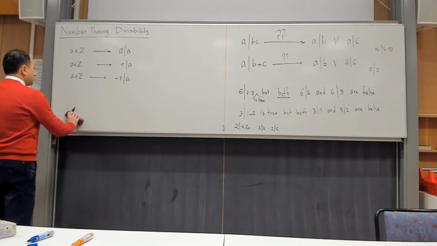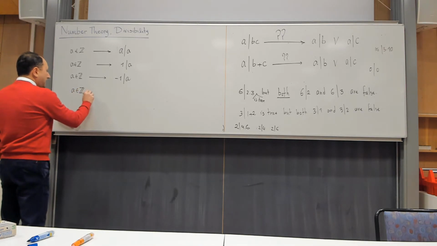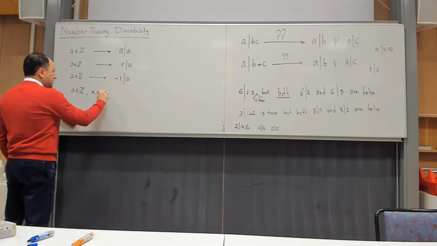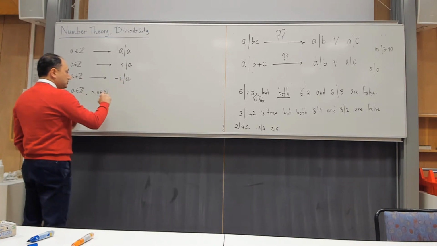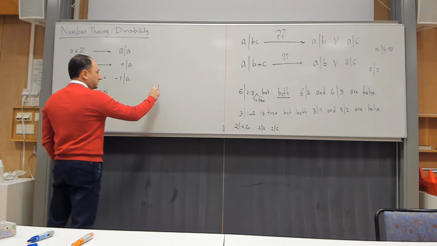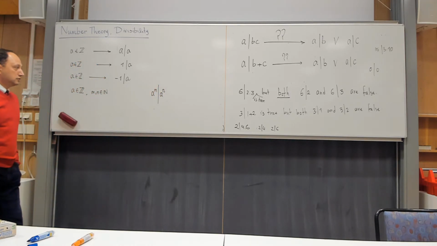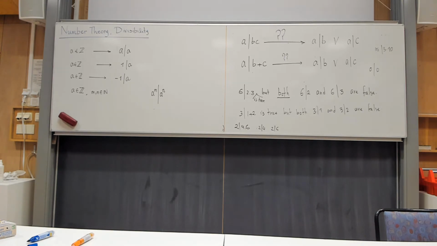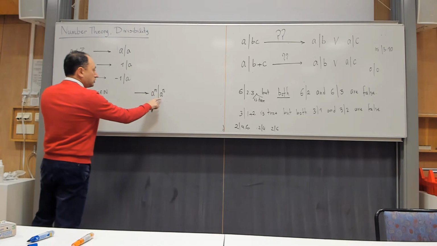Okay, another story. If A belongs to Z, and m and n belong to the set of natural numbers, let me ask you something. Can I immediately conclude that the mth power of a divides the nth power of a or not? I need to add something to make it right. So I want to add something here so that I can conclude that this is true.